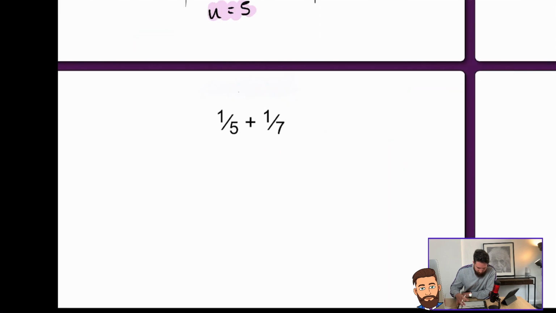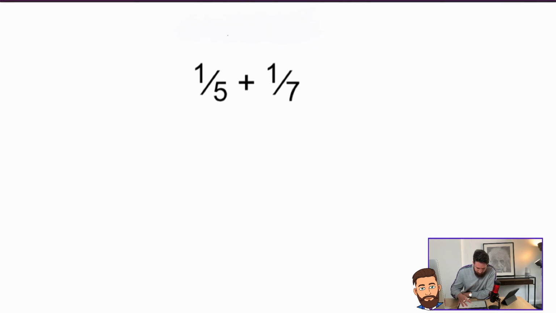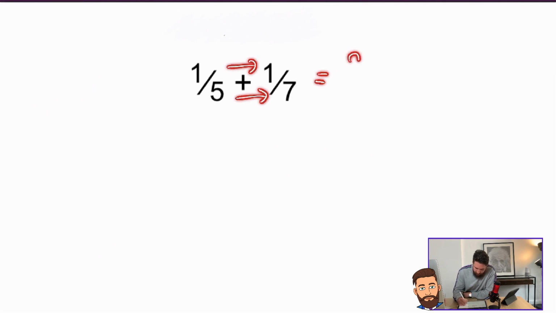Moving on to the fraction question in the bottom left. The most common mistake students make with this question is they would just add the top and add the bottom and end up with 2 over 12. However, this is completely wrong. Remember, when we add fractions, we need a common denominator, which basically means the bottom number needs to be the same.